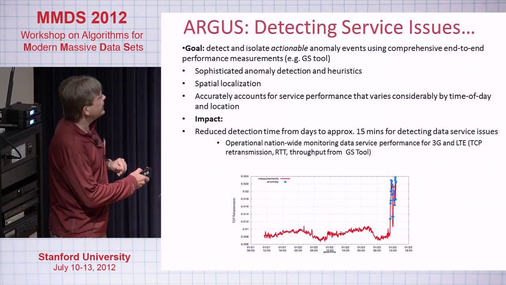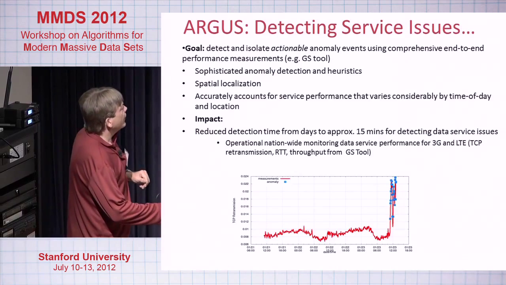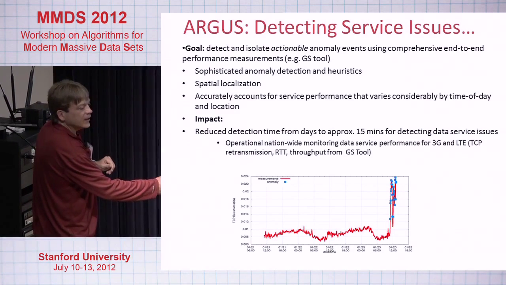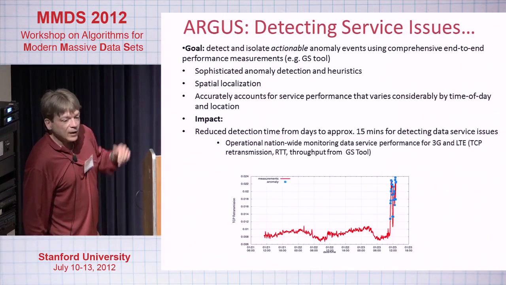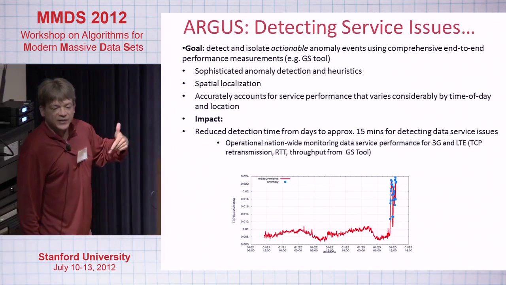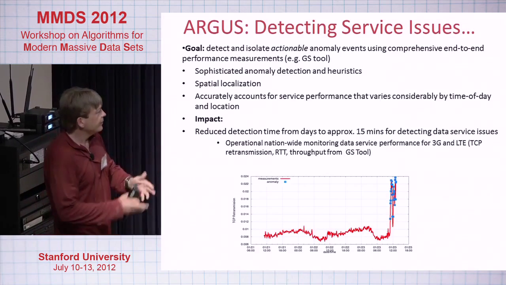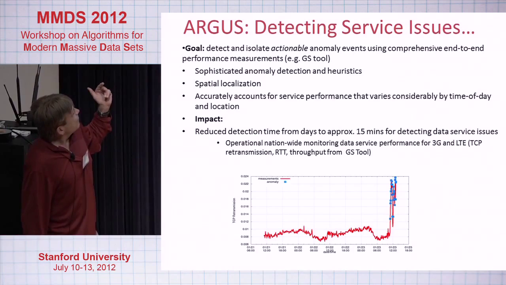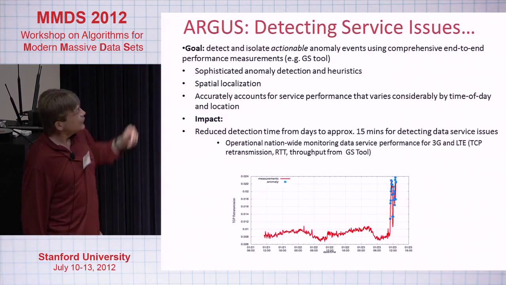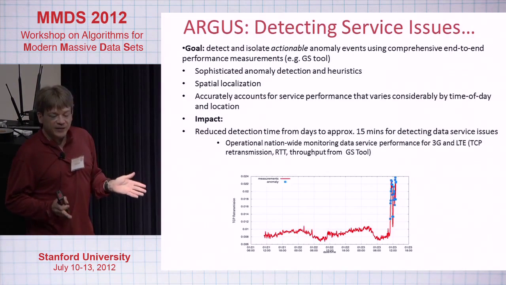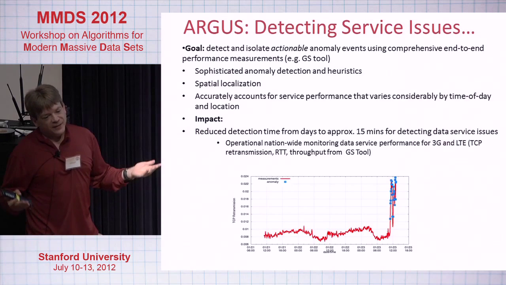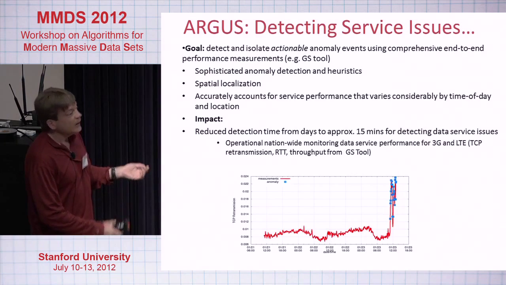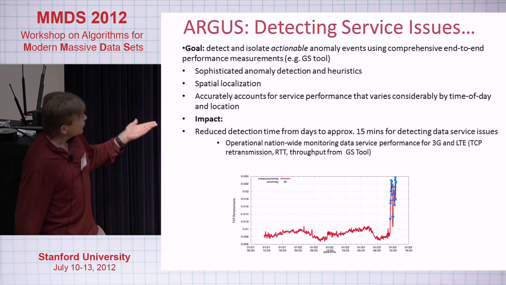So this is TCP retransmission times. This covers about a 2-day period. And over here, retransmission rates are spiking. This indicates that a sudden problem has occurred on this link, or whatever the end-to-end thing is we're measuring. What's the impact? We've gone from reducing the time it takes us to detect problems from days, if you're not looking at the data you can't find these things, to about 15 minutes. And we can do things which are actionable.